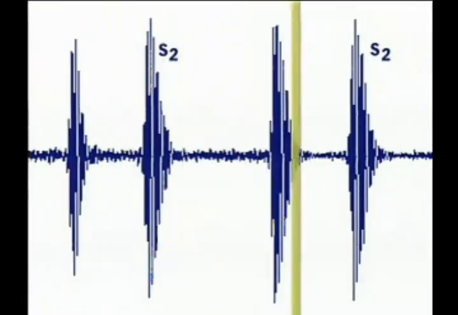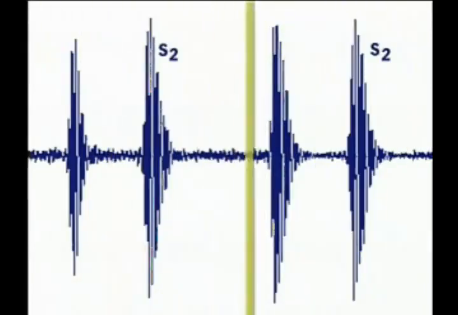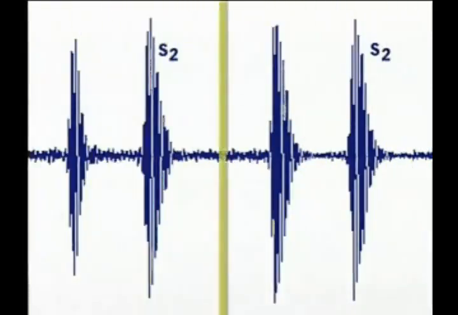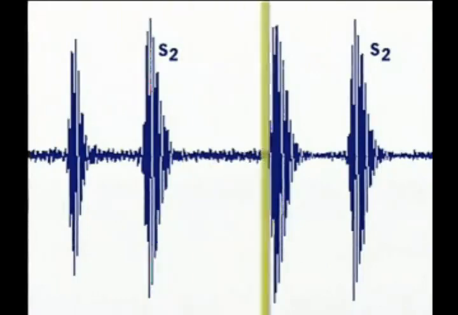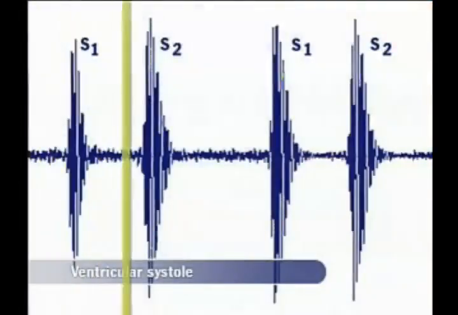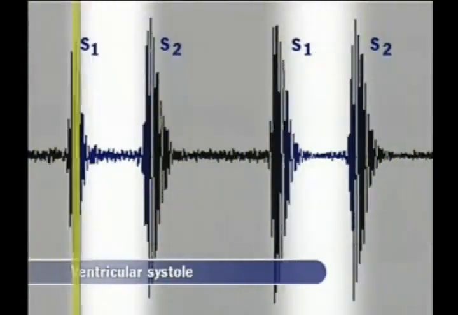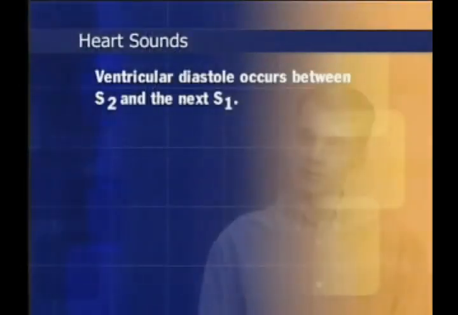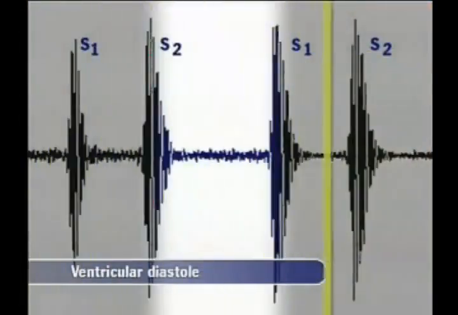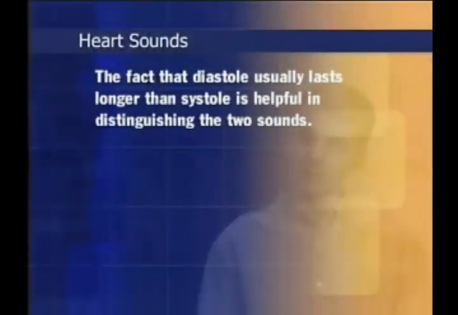The second sound, S2, arises from closure of the aortic valve. Pulmonic valve closure may also contribute to S2. Ventricular systole occurs between S1 and S2. Ventricular diastole occurs between S2 and the next S1. The fact that diastole usually lasts longer than systole is helpful in distinguishing the two sounds.